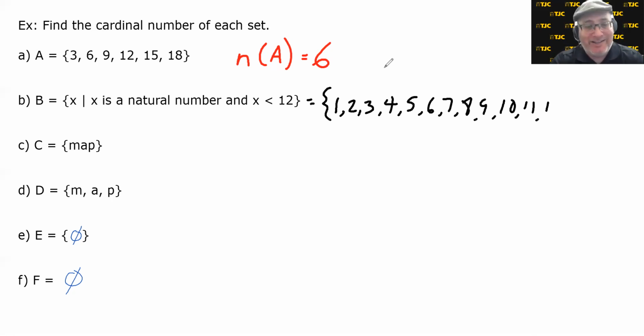1, 2, 3, 4, 5, 6, 7, 8, 9, 10, 11, 12. Oh wait, less than 12, I don't include 12. So how many numbers are in there? Well, I was literally counting the elements as I was writing them. 1, 2, 3, 4, 5, 6, 7, 8, 9, 10, and 11, which means that the cardinal number of B is 11.